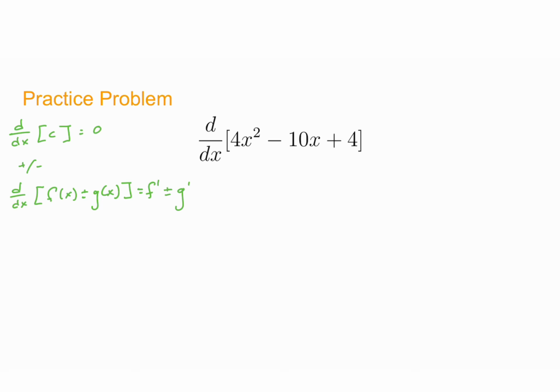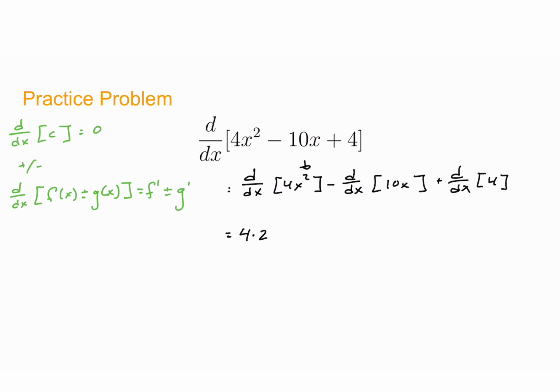So if we break this apart, we can write d/dx of 4x squared minus d/dx of 10x plus d/dx of 4. So here we are finding the derivative of each individual term. So our first one, we're finding the derivative of 4x squared. So we're going to do that the same way with our power rule. And this part is going to be 4 times our n, which is 2. 4 times 2 times x to the 2 minus 1.